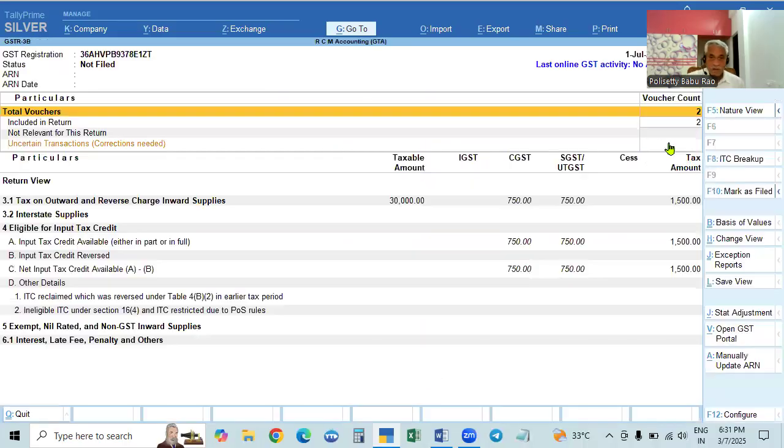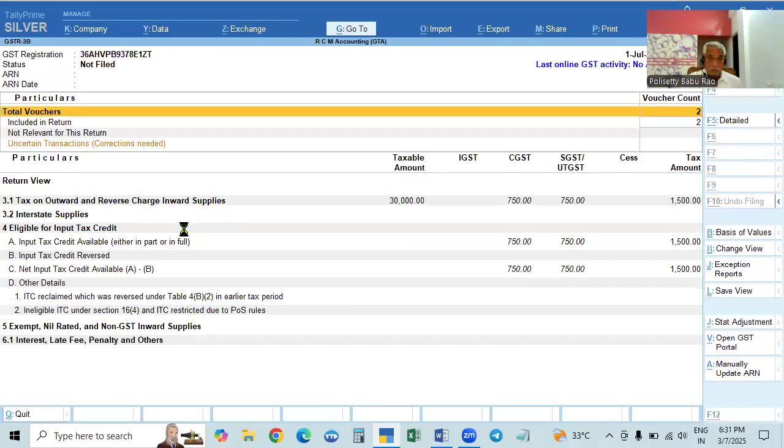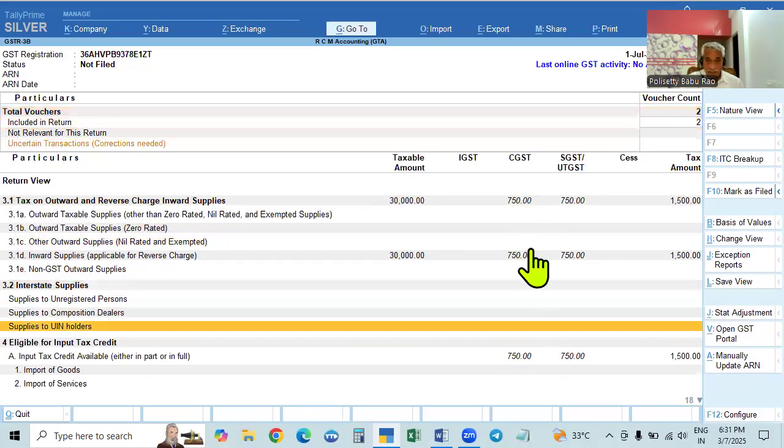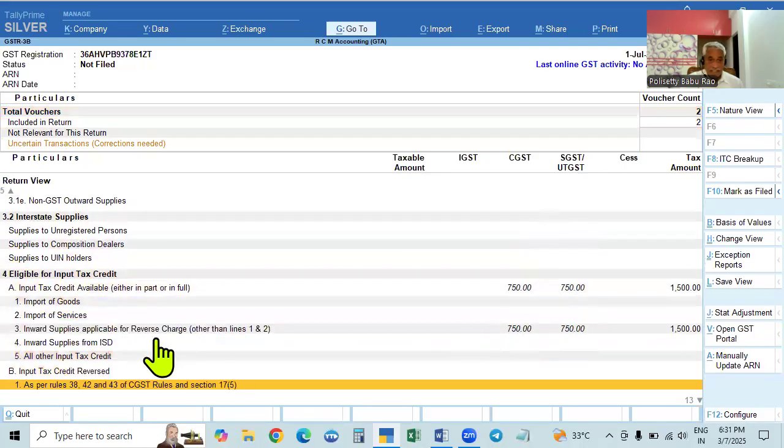we agree. See here. Now the liability is for two invoices. So 10 plus 20, 30,000. So inward supplies relating to the reverse charge 30,000. Got this 30,000. First one is 250 each, and the second one is 500, 500. So 750, 750, 750, 750. Liability, and this is ITC. The reverse charge ITC is the total, no other amount.